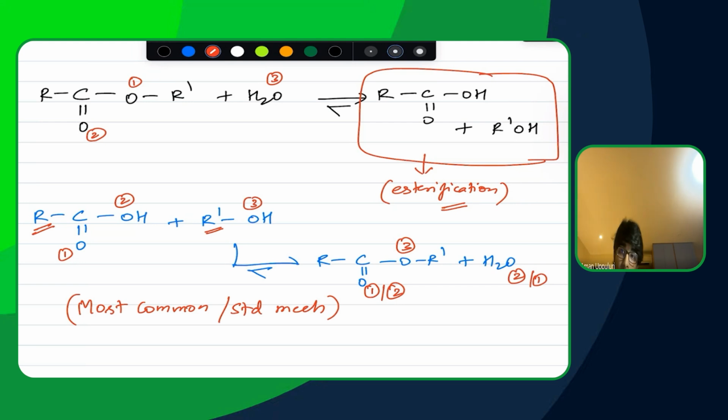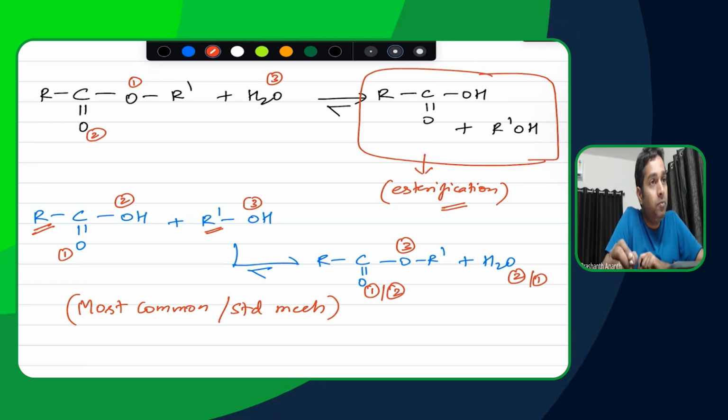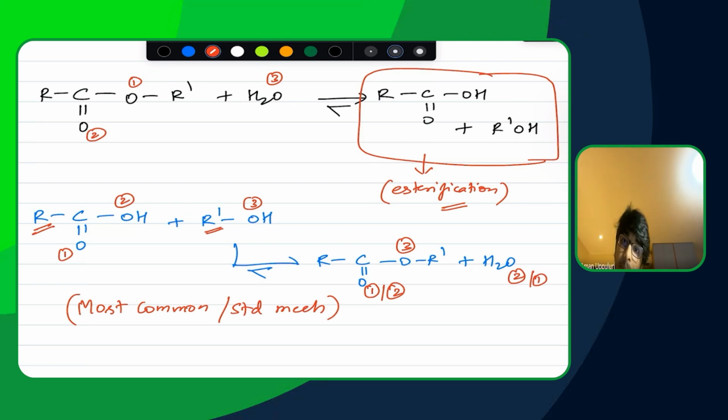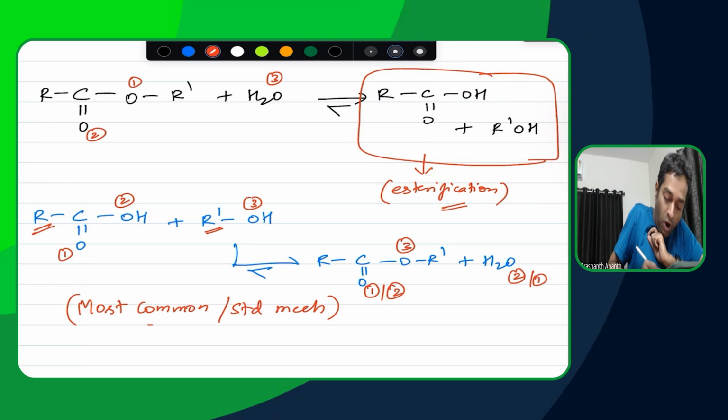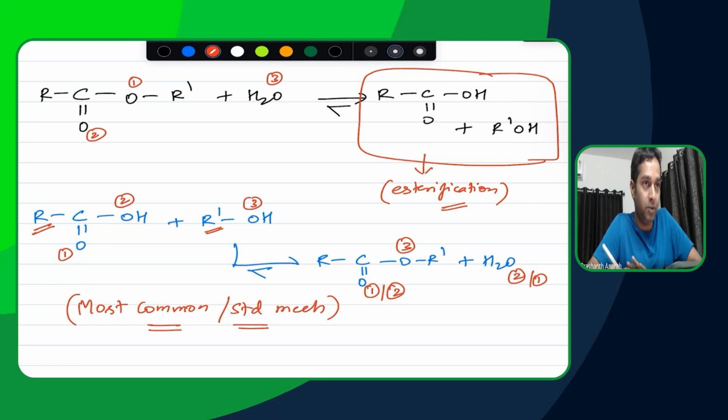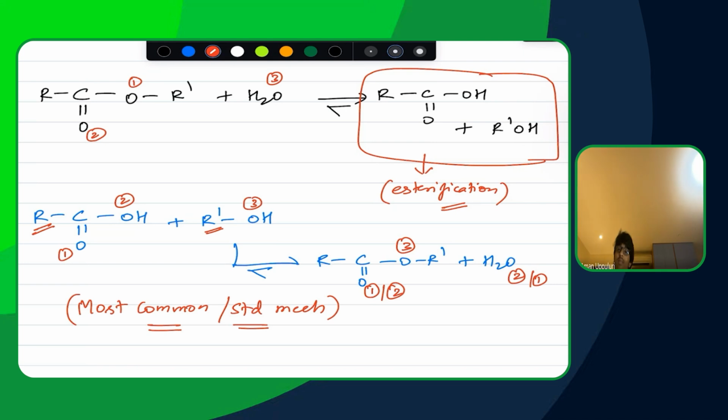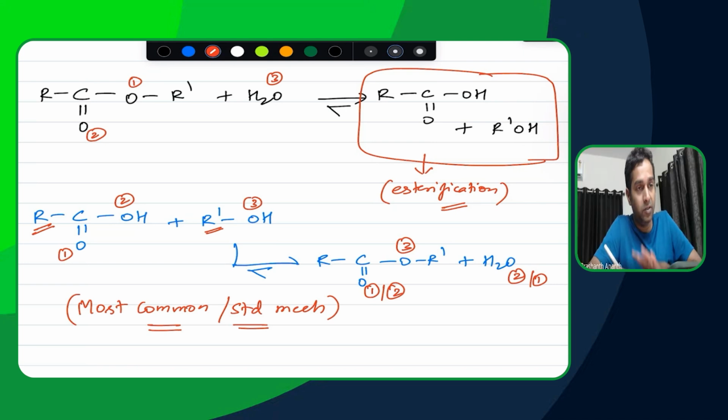You understand the idea now? Yes, sir. So the exact same will happen in reverse. This is the most common standard mechanism, so this is what you memorize. There are going to be weirder cases where some funny mechanisms are possible, but those are case specific, what you call exceptions. Think of it like that. This is going to be the default setting.